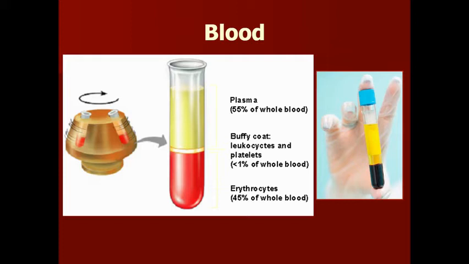That is a yellowish liquid, and that's about 55% of our blood. There's going to be a middle area that's called the buffy coat, and that will have the leukocytes and the platelets together, and that's usually less than 1% of our blood. And then the bottom will be more of a solid part, and that would be the erythrocytes, and that's about 45% of our blood.